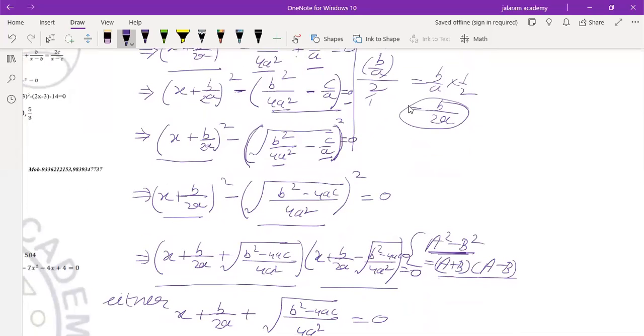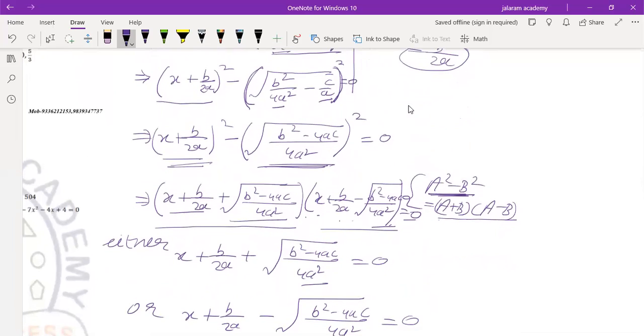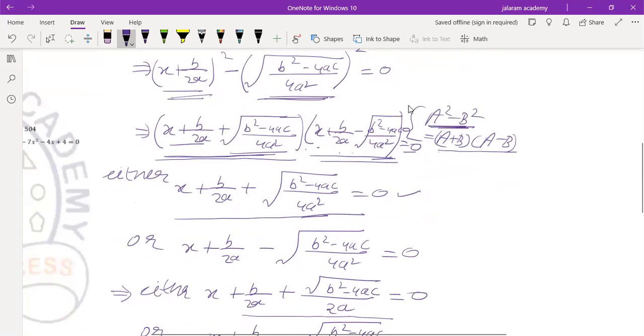Okay. Now it is in the form of a square minus b square. So a plus b into a minus b: x plus b by 2a plus root b square minus 4ac upon 4a square, into x plus b by 2a minus root b square minus 4ac upon 4a square, equals 0. Understood everyone? So we have factorized the given quadratic expression. So either the first factor, x plus b by 2a plus root b square minus 4ac upon 4a square equals 0, or the second expression, x plus b by 2a minus root b square minus 4ac upon 4a square equals 0.